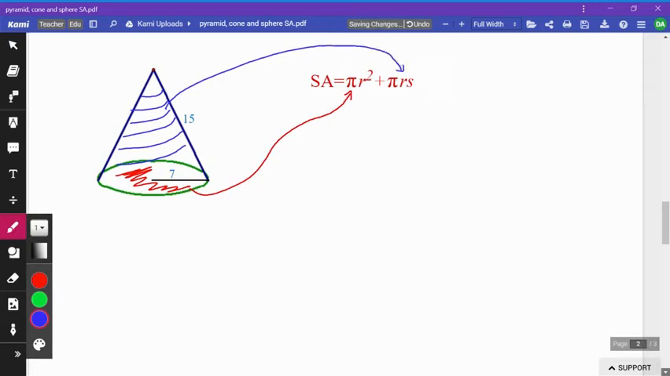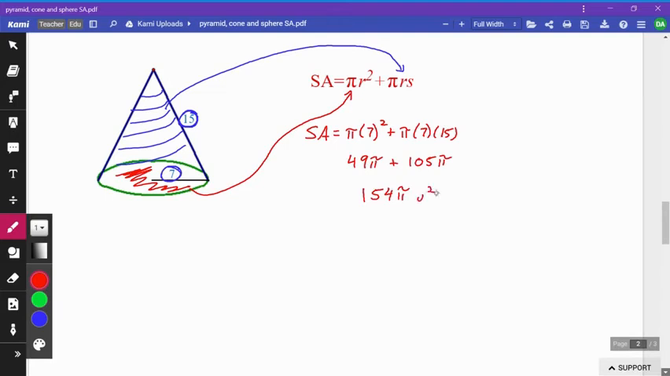So all I have to do is plug these numbers in, the radius, which is 7, and the slant height, which is 15. So if I plug these in, I get this. Surface area is going to equal pi times 7 squared plus pi times 7 times 15. This is going to give me 49 pi plus 105 pi, which gives me the answer of 154 pi units squared. This is what we call the exact answer, and it is in terms of pi.